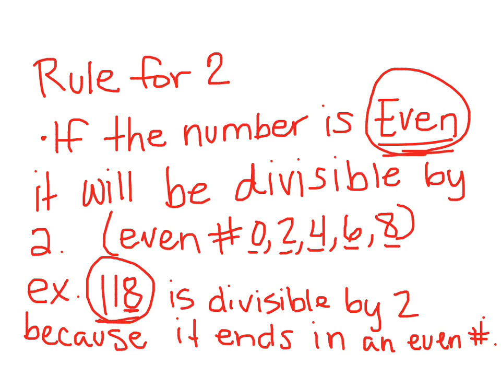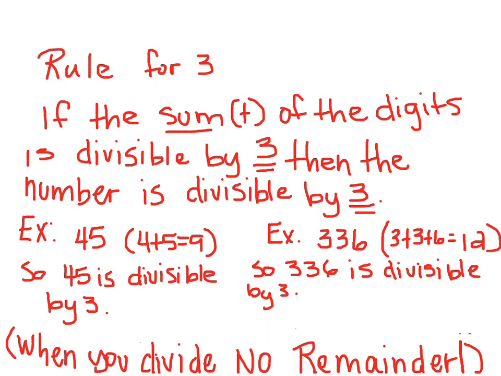Okay, the next one is the rule for 3. The rule for 3 is a little different. It says if the sum, which means add, of the digits is divisible by 3, then the number is divisible by 3. So I did a couple examples. For the first one, 45. 4 plus 5 equals 9. So that means 45 is divisible by 3. So you can say 45 divided by 3, and you get a whole number with no remainder.